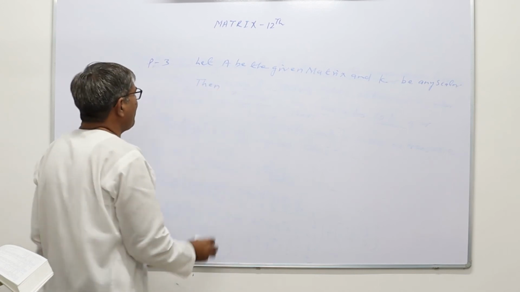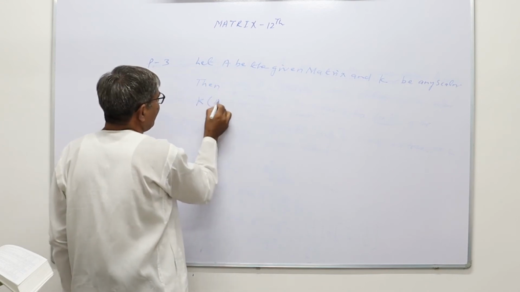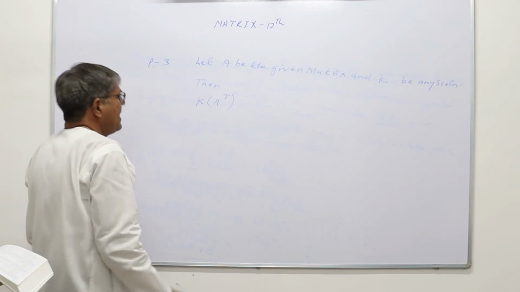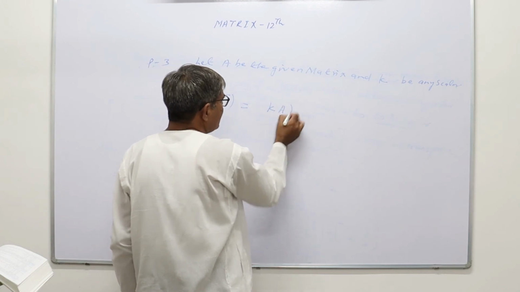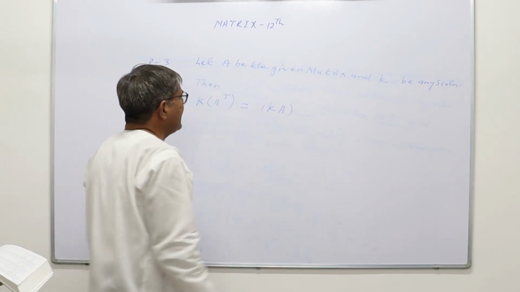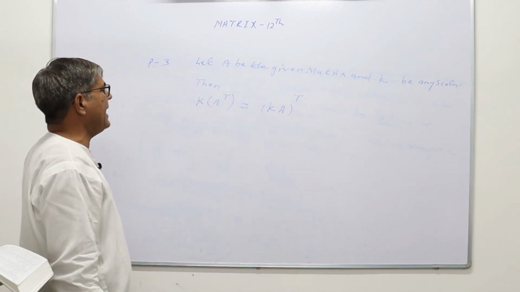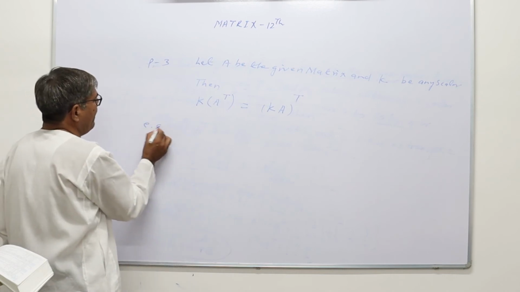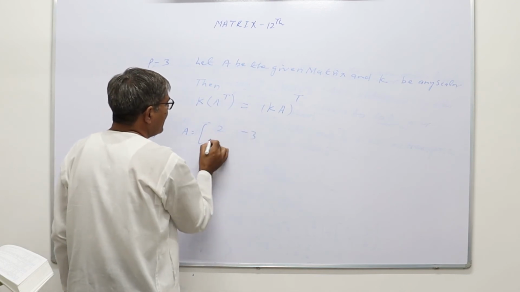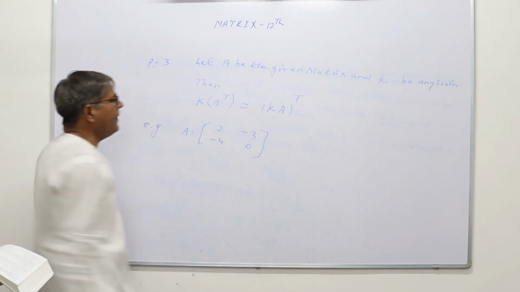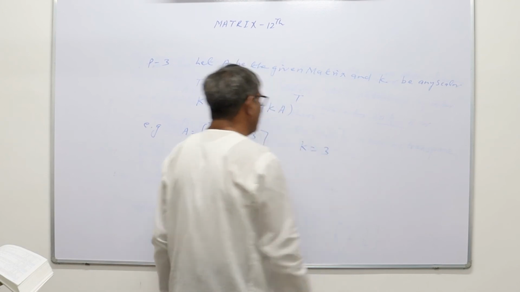What is the property? The property is that if we multiply the given scalar with the transpose of the given matrix, or if we first multiply K with the given matrix and then find the transpose of it, then these two will be equal. For example, let A be the given matrix [2, -3; -4, 0], and let the scalar be K equals 3.